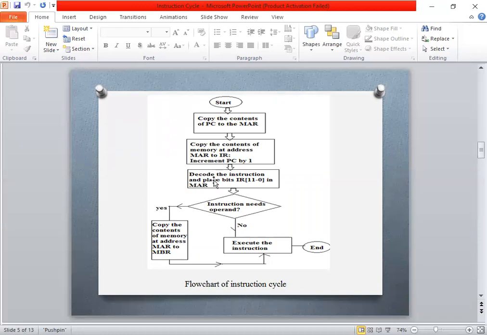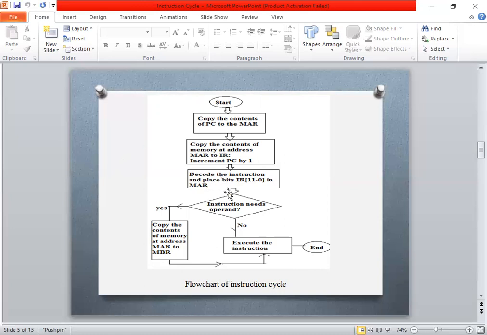Next is the instruction being decoded, and the rightmost 12 bits of the instruction register are placed into the memory address register. The leftmost 4 bits of the instruction register are decoded to find the opcode, so that the machine will understand what operation is to be performed in the instruction.